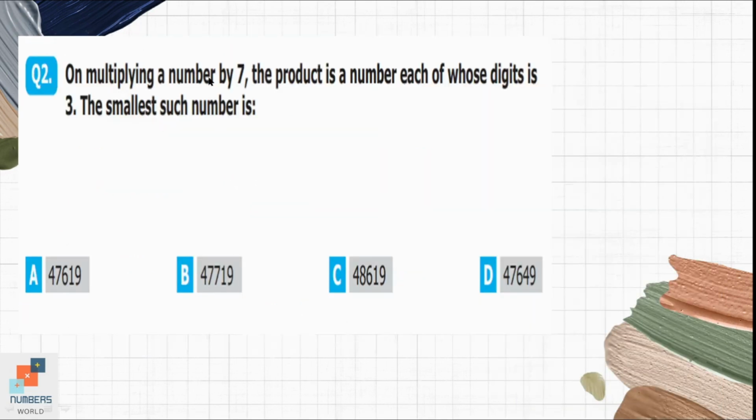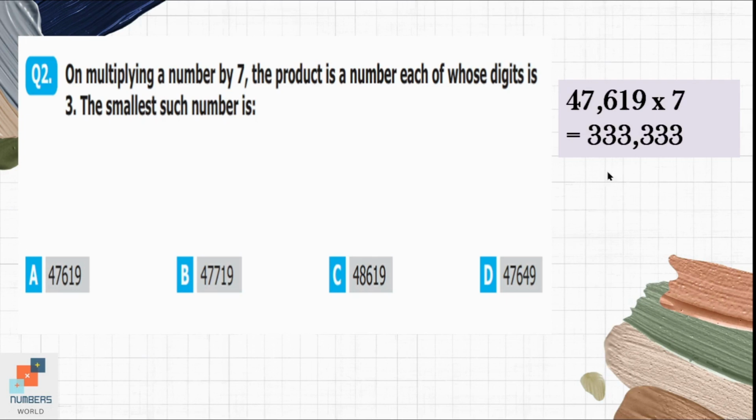Question number 2. On multiplying a number by 7, the product is a number each of whose digits is 3. The smallest such number is... Here we can multiply all the options by 7 and check the answers. Let's multiply our option A, 47,619, by 7. That is equal to 333,333. That is actually the smallest number whose each digit is 3 because the rest of the options are greater than the first option. So obviously they will produce a bigger answer than this. So option A is the correct one.